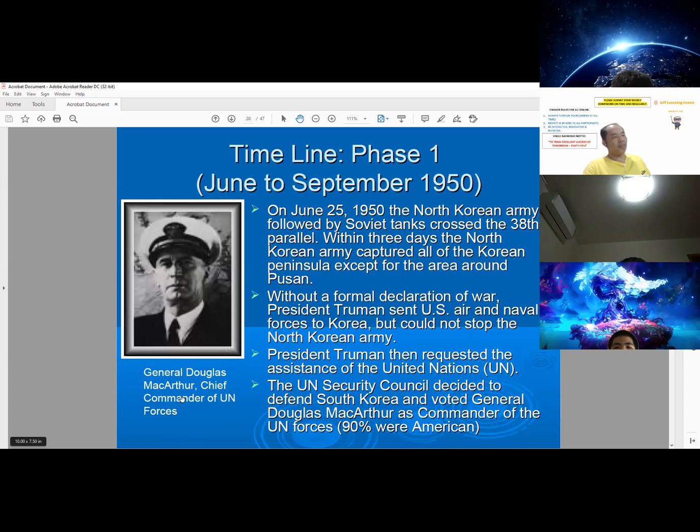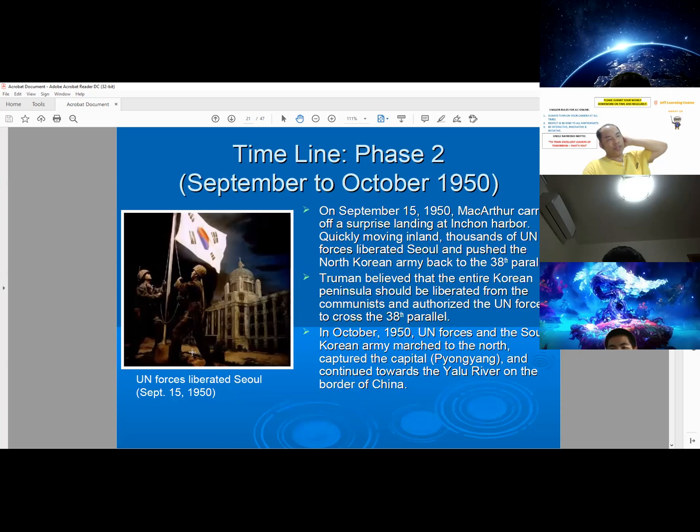General Douglas MacArthur, you know, this guy is very famous in World War II. But later he was so ambitious, he wanted to run for the presidency of the United States, and finally he was being pulled to come back to the US.